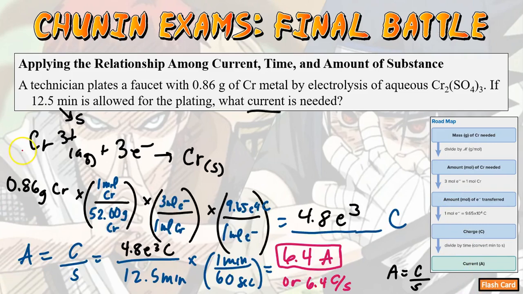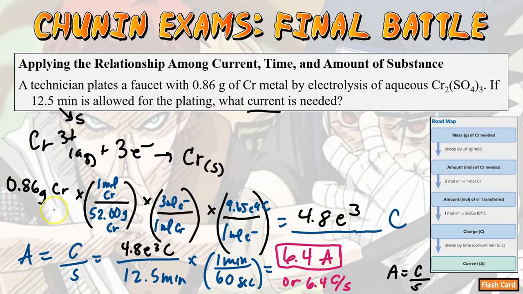Now for half reactions, most of the time they will be given to you, and sometimes if they are not, that means it must be easy to figure out what the half reaction is on your own. Okay, so for the chromium half reaction, it's showing us that 3 moles of electrons must be gained to produce 1 mole of chromium solid. Why am I focused on the chromium solid? Because they're telling us that we have the plating of the chromium solid after 12.5 minutes. And how much of that plating? 0.86 grams. And we're trying to figure out the current.